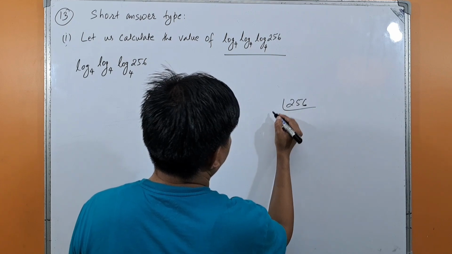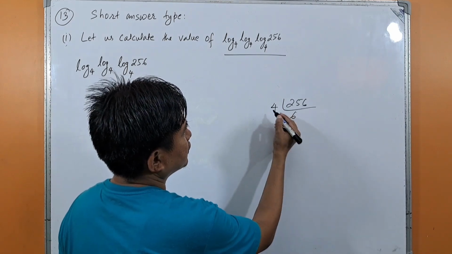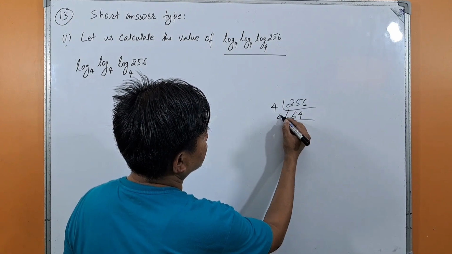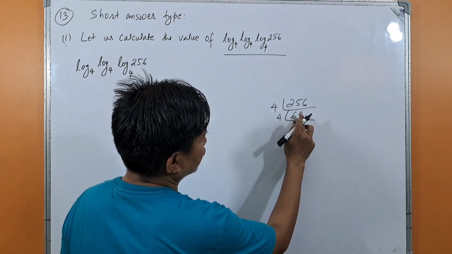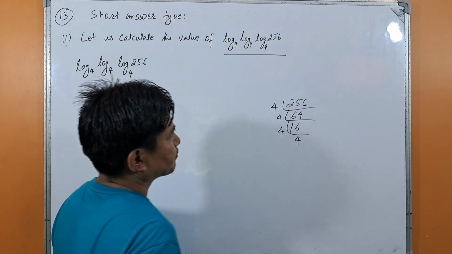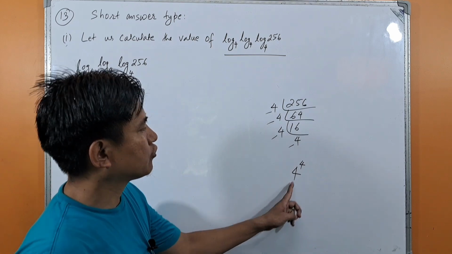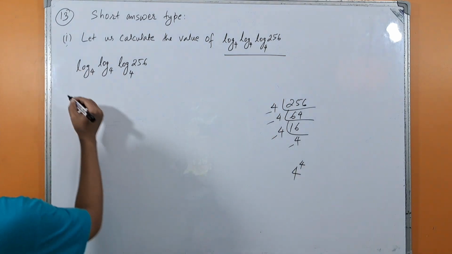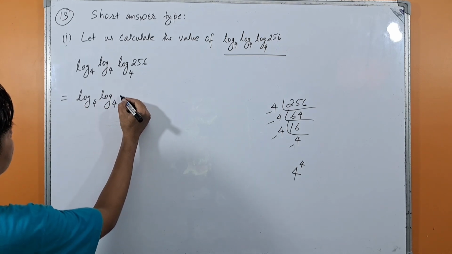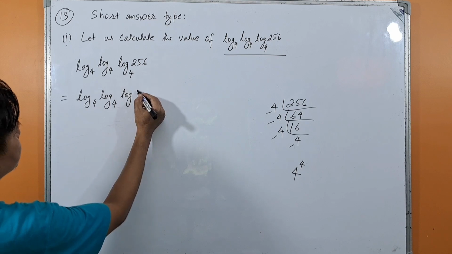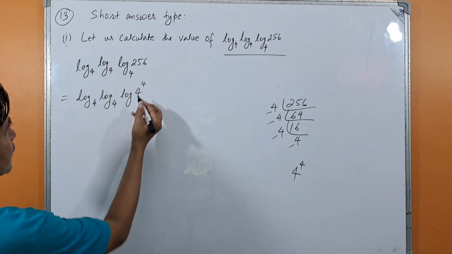256, we can write this as 4 6 is 24, 1 in hand, this becomes 16, 4 4 is 16, 4 1 is 4, 5 6, 2 in hand, 4 6 is 24, 4 4 is 16. So 1 2 3 4, this means 4 to the power 4. 4 to the power 4 is 256, isn't it? Log to the base 4, log to the base 4, log, instead of 256 I am writing 4 to the power 4, to the base 4.